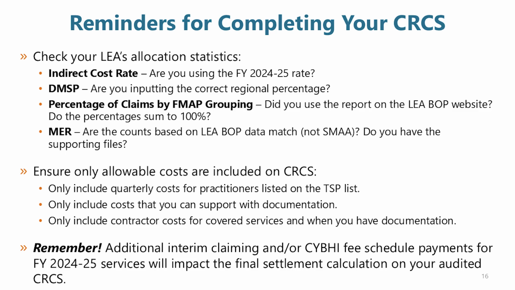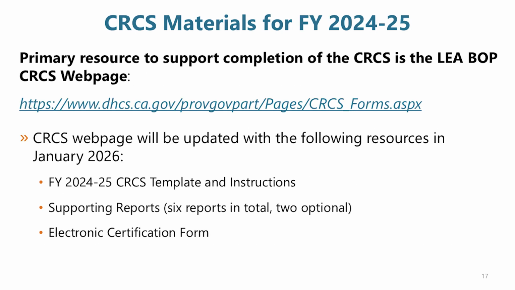And that is the case when your LEA is still claiming for services rendered in fiscal year 24-25. Any adjustments to LEA-BOP interim claiming or CYBHI fee schedule program claiming will be handled during the CRCS audit. All materials for the CRCS will be posted on the LEA-BOP CRCS webpage. At this point, there are no materials posted, but we anticipate the fiscal year 24-25 information will start being posted in early January. So please make sure that you sign up for the LEA-BOP email notification so that you get the latest updates on when materials are being posted to the website.